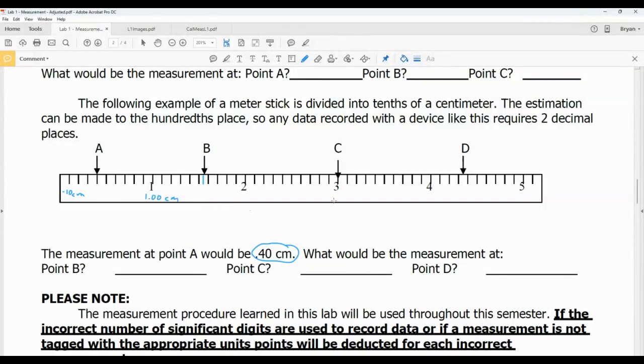Now, C is a special case, and this is very uncommon, but C looks like it would actually be perfect. And so remember, we think of these lines as whole numbers, but we do have to remember that all of these require 2 decimal places.